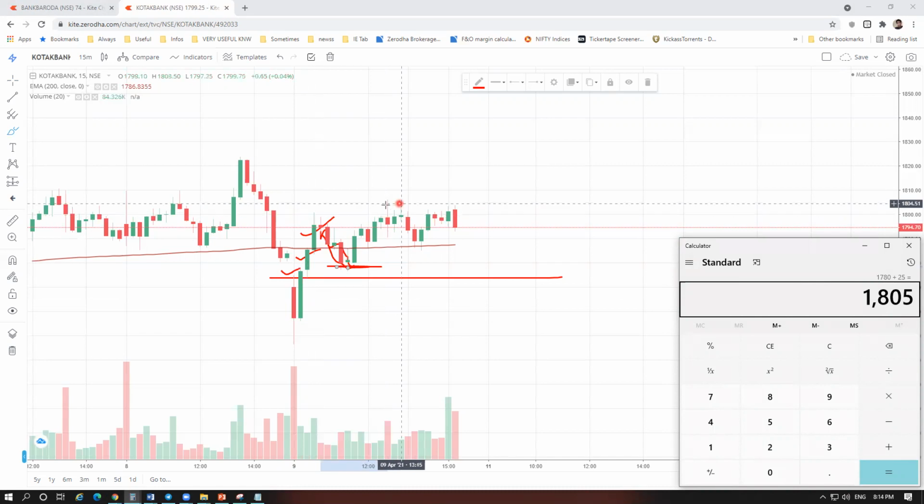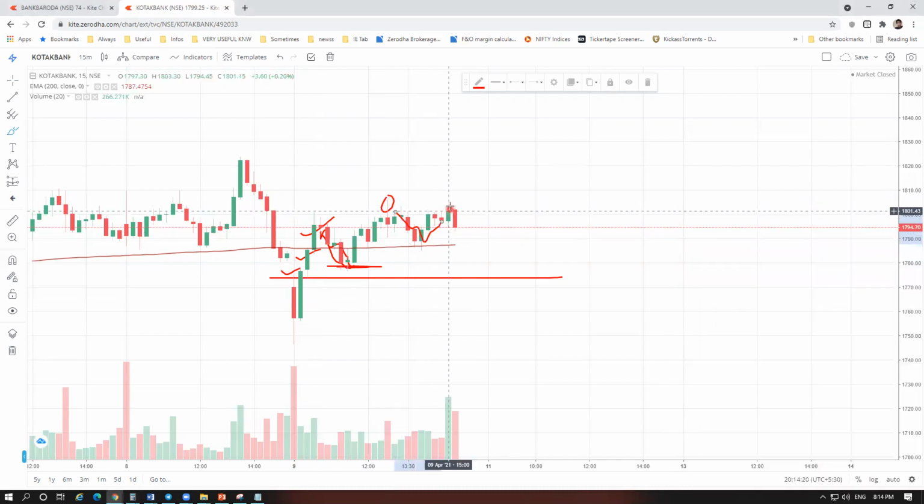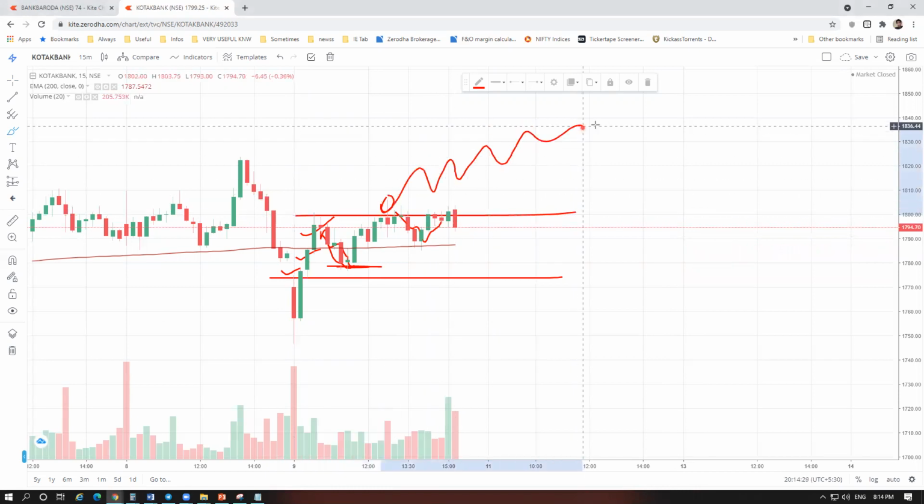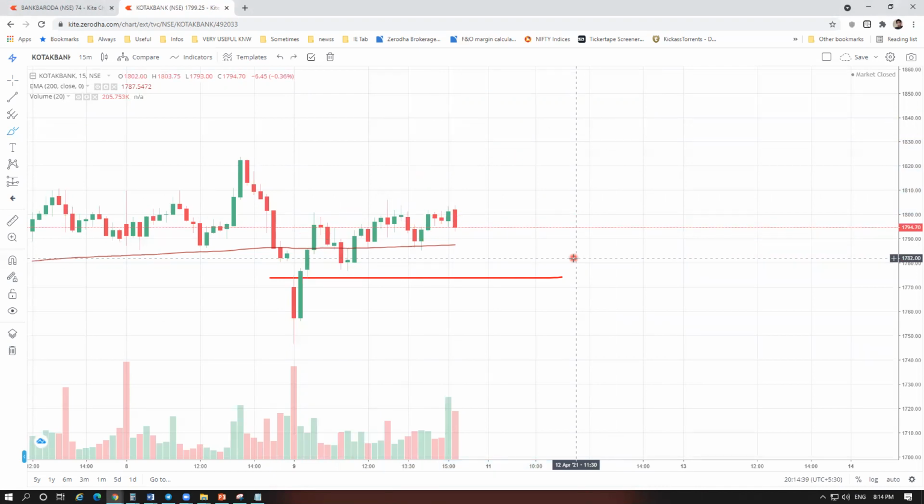So if you wait here, then fine. If you have not exited, then you can see 1803, almost 1:1, you can say. So best trade. Okay, someday it will fly. You will get 1:4 also, 1:5 also, 1:8 also someday. Okay, so simple. Understand what this is.